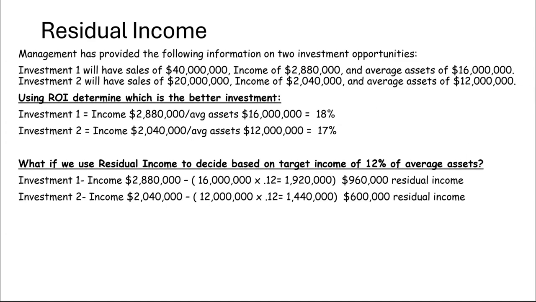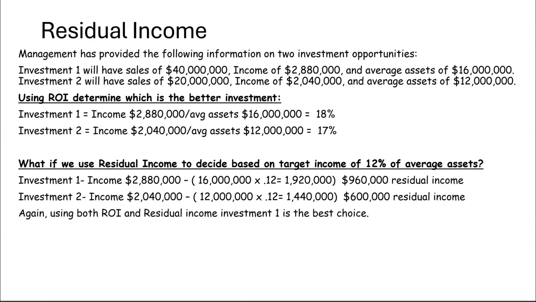But again, you have to remember, when we're looking at things like this, companies have limited resources that they can use for investments. So they are presented with investment opportunities all the time, and they have to have some method to assess which is the better use of their money. However, they're doing the whole thing based on estimates. Again, using both ROI and residual income, investment 1 is still the best choice.